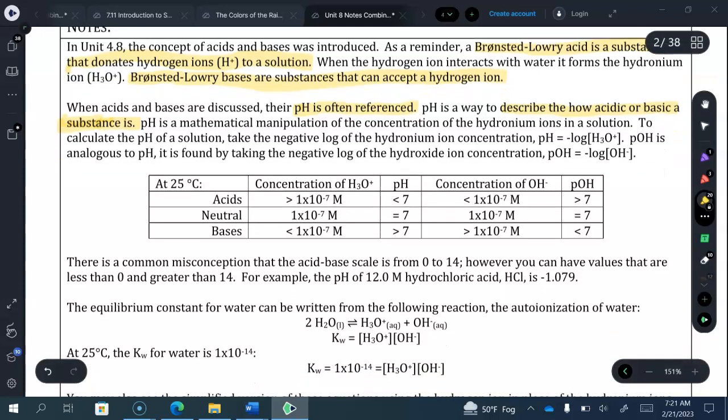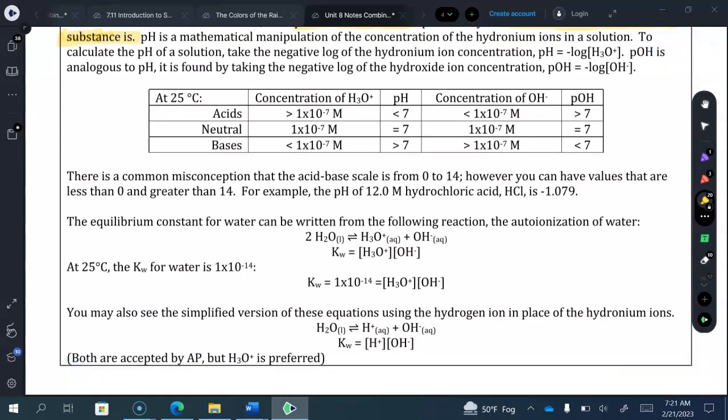So we have several little notations, and all of these are referenced at room temperature or 25 degrees Celsius, where the pH scale is on a scale of 14. This is also a common misconception that the acid-base scale is from 0 to 14. This is only true at 25 degrees C. However, you can have values that are outside of that scale, less than 0 or greater than 14.